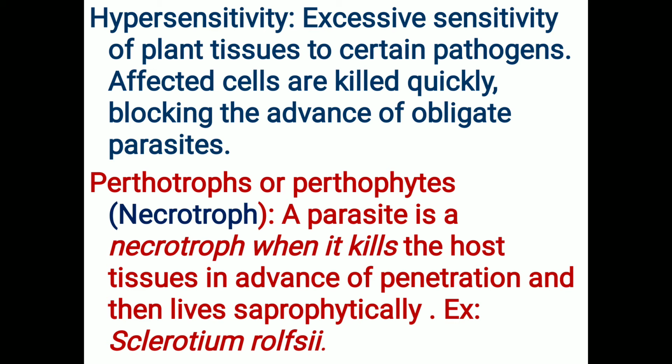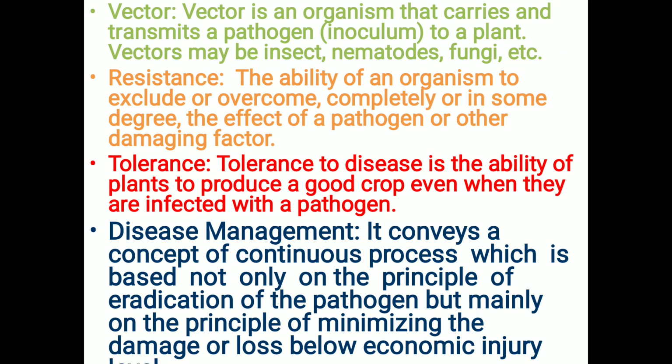Then what do perthotrophs, perthophytes or necrotrophs mean? A parasite that kills the host tissue in advance of penetration and then lives saprophytically is called a perthotroph or necrotroph. That means some parasites penetrate inside the host cell and live saprophytically, or they kill when they need to. Then it is called a perthotroph. For example, Sclerotium rolfsii. Then what is meant by vector?